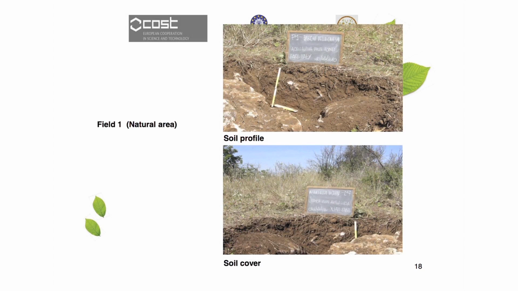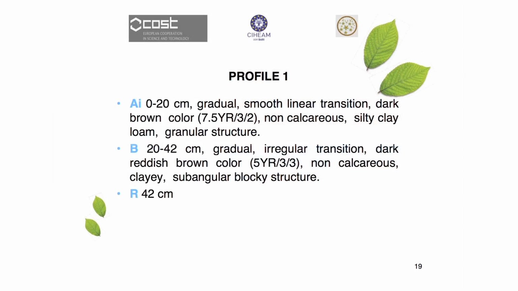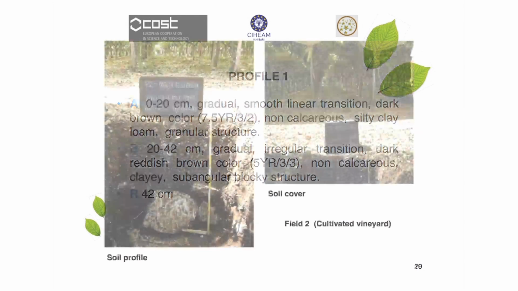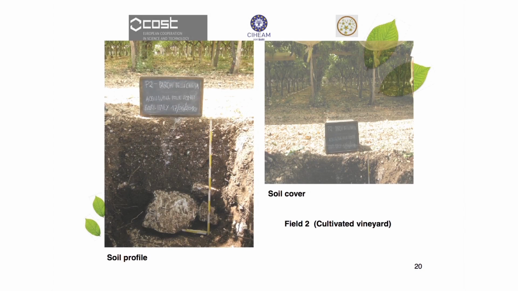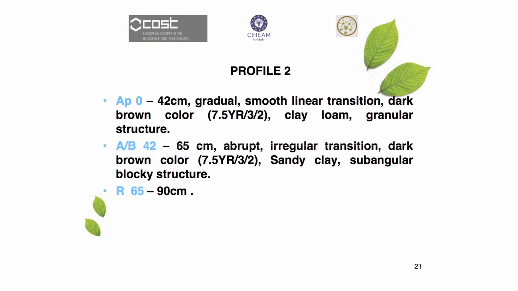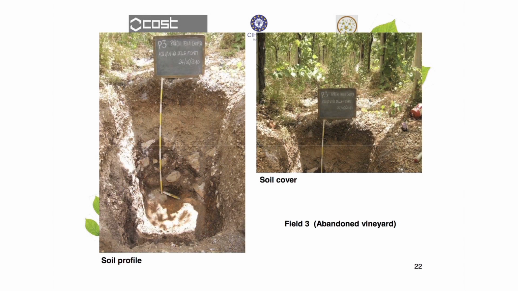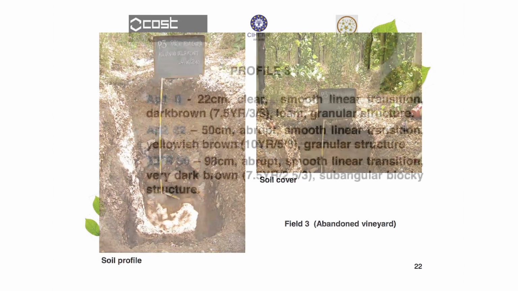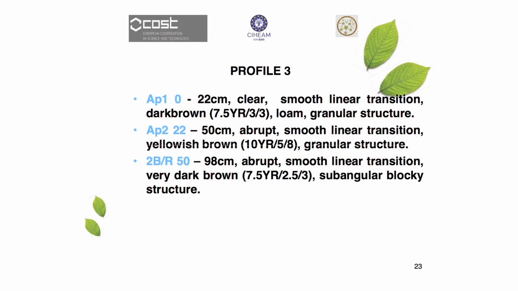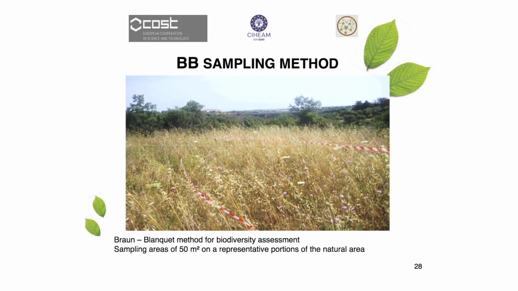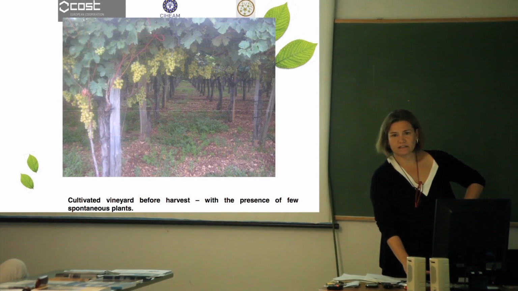These are the soil profile of the natural areas. This is the form. This is the other soil profile. This is a cultivated vineyard. The form, the corresponding. I just show you 3 types as a sample. And this is an abandoned vineyard. If we go a little bit on, I will show you. This is the natural area. And these are the vineyards.